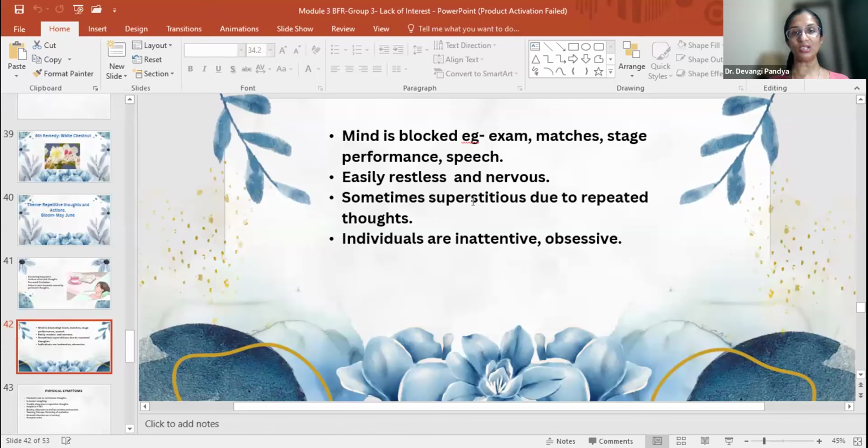One line is also mentioning superstitious, but I didn't emphasize much on it because I haven't found it. I have mentioned it by myself, but still I need to verify.